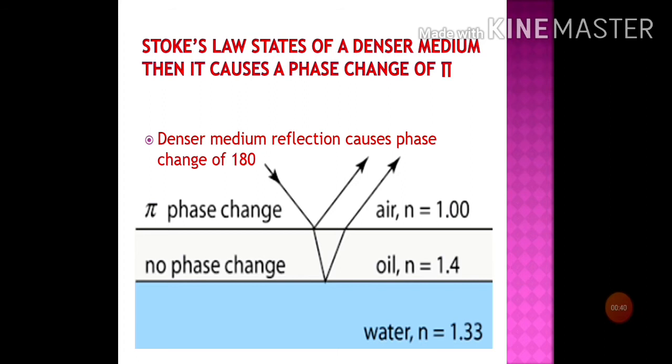And when the ray gets reflected from the lower layer, then it is getting reflected from the surface of a rarer medium. You can compare the refractive index of oil and water. So water will be a rarer medium as compared to oil. So when the wave is reflected from the surface of a rarer medium, it won't get any phase change. So we conclude that the phase change will occur whenever the light gets reflected from the surface of a denser medium. And that is the definition of Stokes' law also.